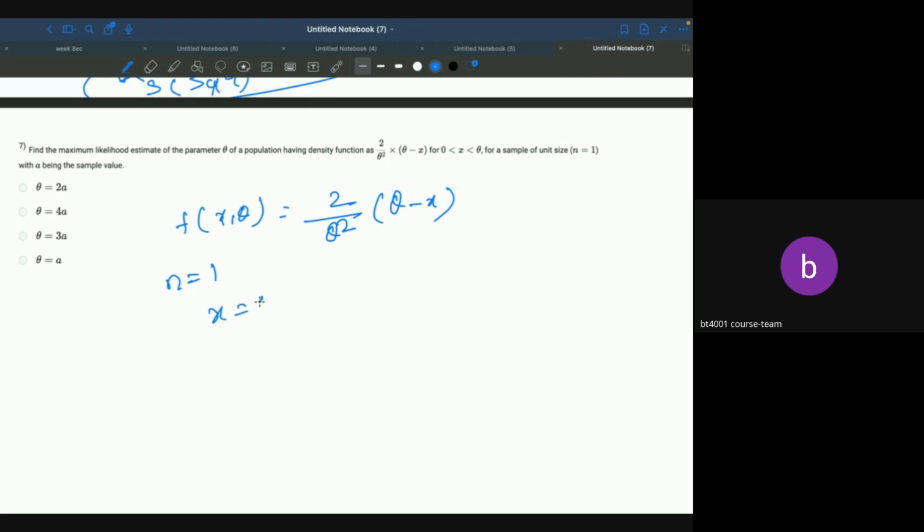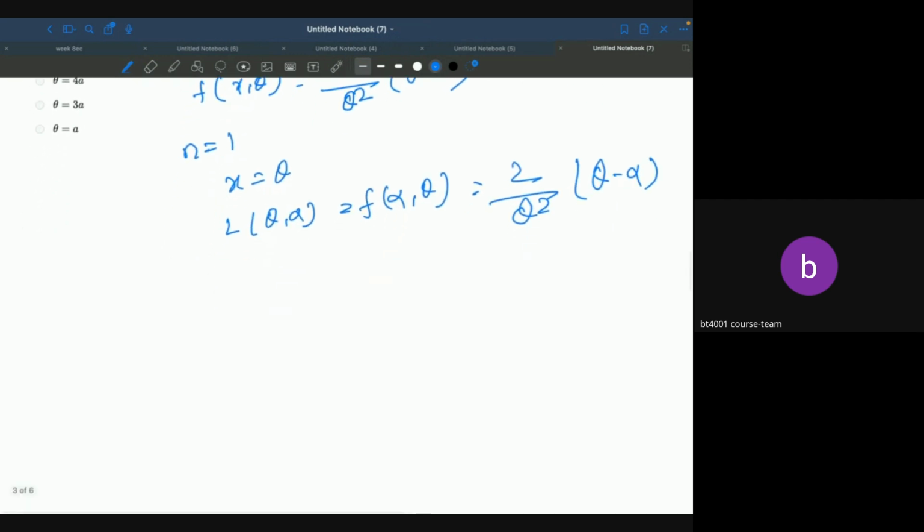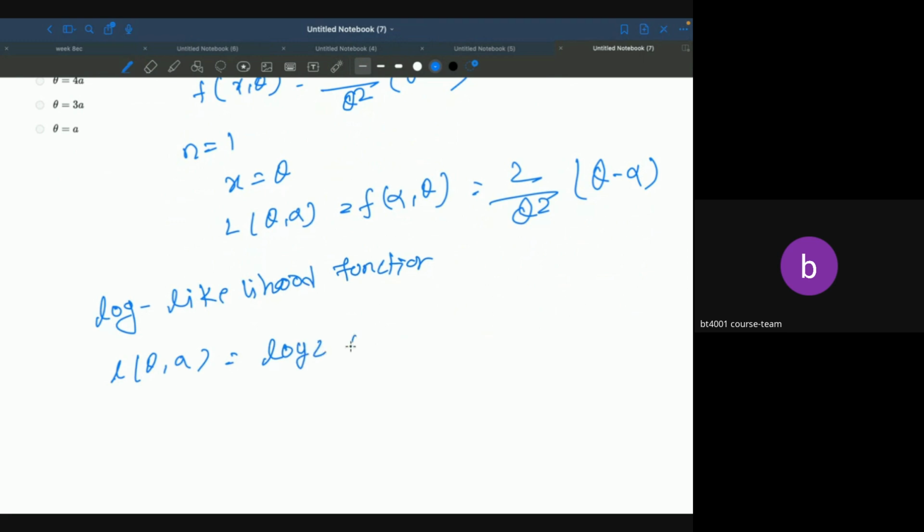Suppose x equal to alpha, then what will it be? It will be L of theta given alpha, so f of alpha, theta, which is 2 by theta square into theta minus alpha. So for the log likelihood function, it will be log L of theta given alpha, so it will be log of 2 by theta square into theta minus alpha, right?